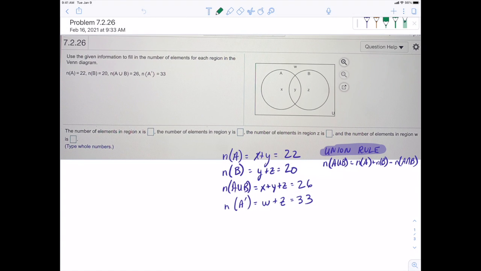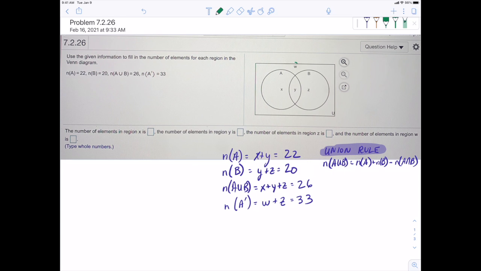Okay, this is the same thing that we just looked at. It's a little bit harder. So we have a little bit more complicated of a picture. So we have a union, right? The union is all 3. The intersection is just y.